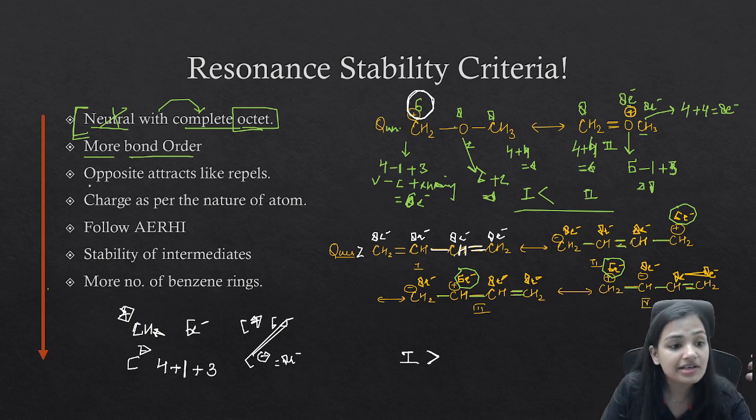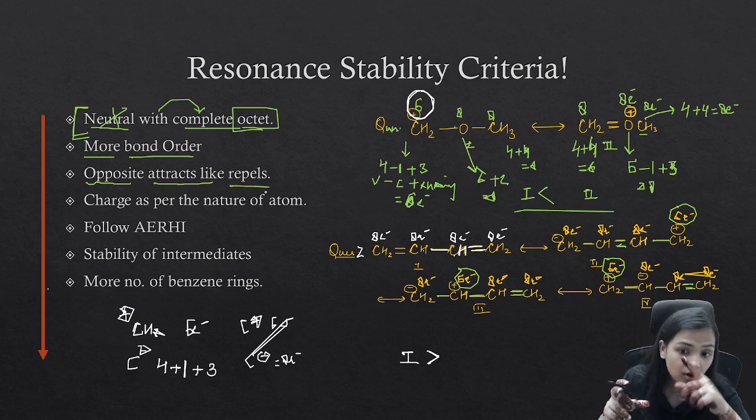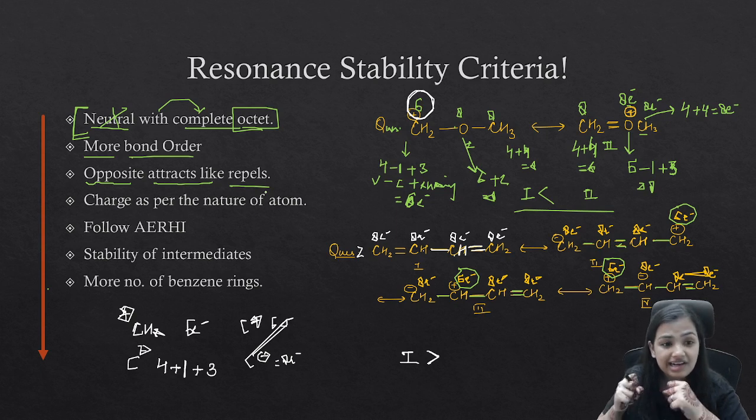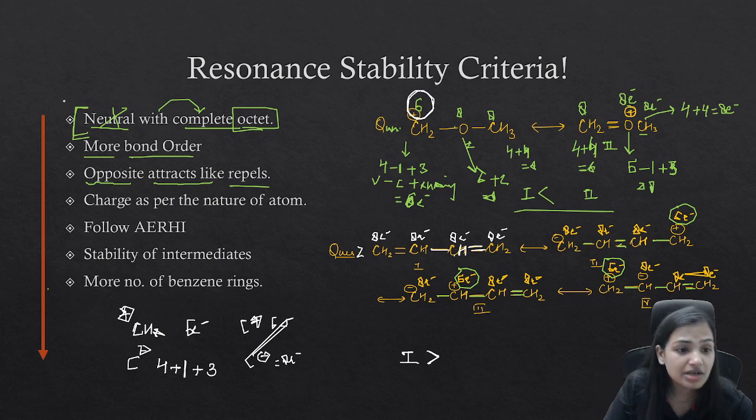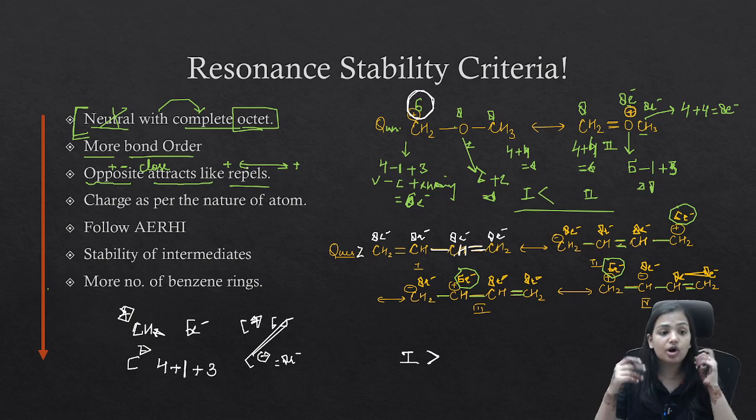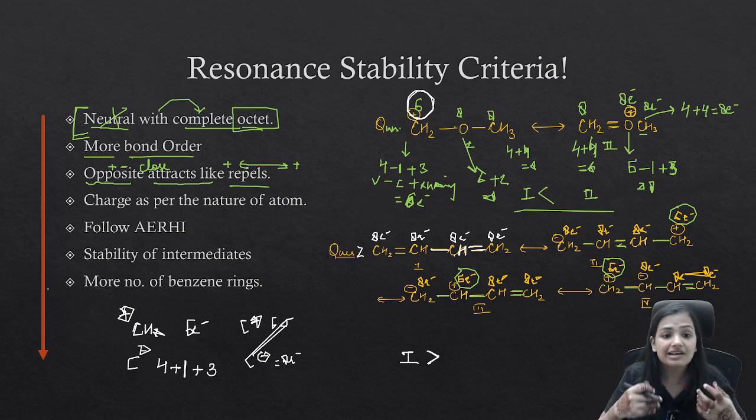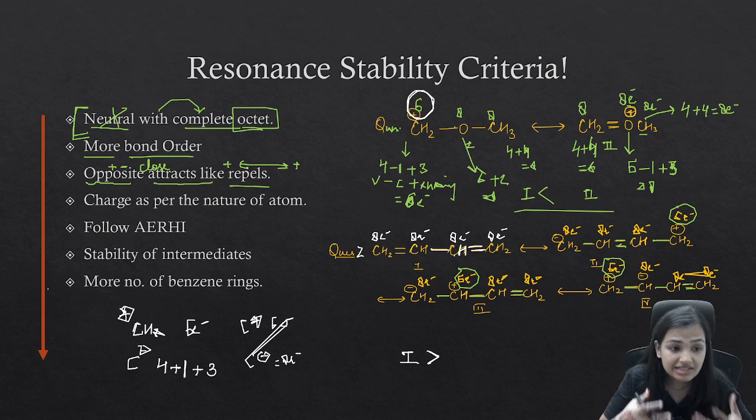Now we will move ahead with another point, that is opposite attracts, like repels. What does this mean? Whenever we have opposite charges closer, they will attract and form a stronger bond, and the like charges have to be away. I mean to say that opposite charges must be close, and the like has to be away from each other. Why? Because opposite usually attracts and like usually repels. So that's how opposite charges have to be closer and the like charges have to be away from each other.